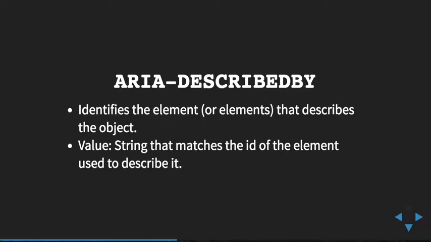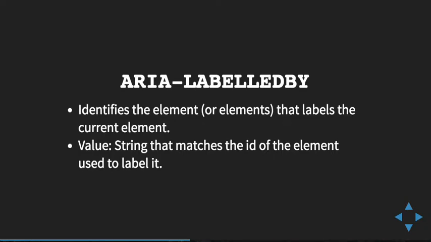ARIA labeled by is almost the same, but it identifies the element or elements that label the current element, and it uses IDs very similarly to ARIA described by. So that is insanely confusing, and admittedly, I get this mixed up all the time. Also, feel free to interrupt me if you want further clarification on this, because I understand it's really confusing.